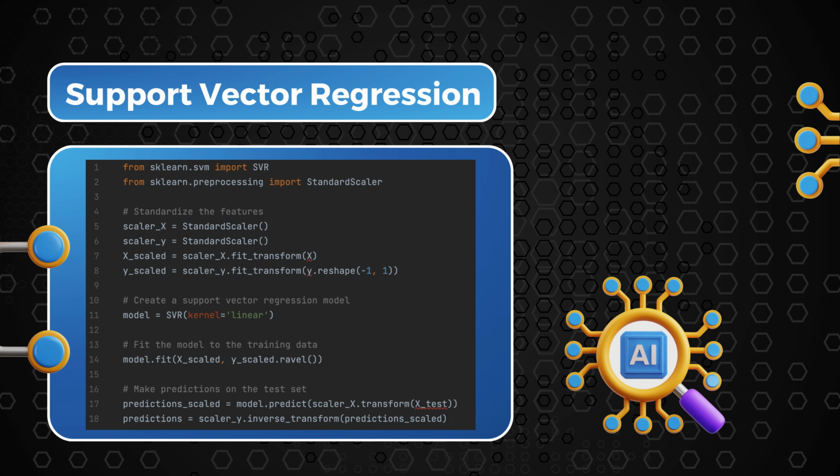Support Vector Regression utilizes support vector machines for regression tasks. It balances the trade-off between fitting the training data and maintaining a smooth model. This is a code example for support vector regression.